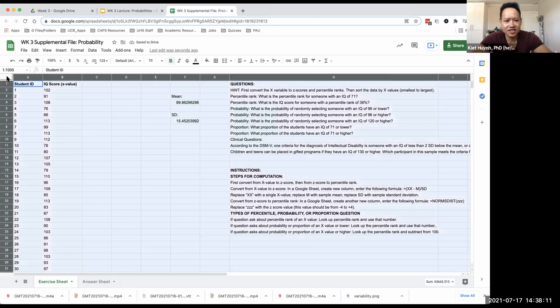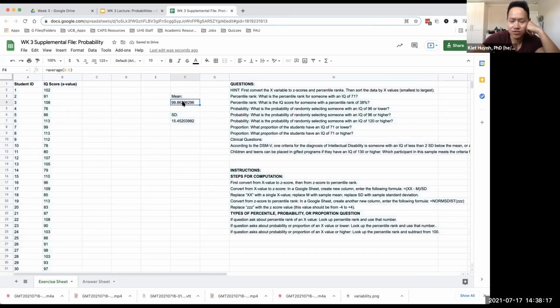And I want everything left aligned, so I'll just highlight everything and adjust the alignment. Okay. Remember, we're usually working with just 2 decimal points, so we'll reduce it to 2 decimal points here. Reduce decimal points. Easier to read. Okay. So now we can convert from X value to z-score.